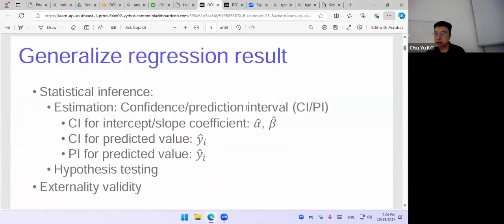As I said, we need two things. We need a confidence interval for the width of the slope and the intercept, and also for the value we predict. And we also do hypothesis testing. We want to show you the model is useful, and how we predict the value will also be very useful. So there are two things.